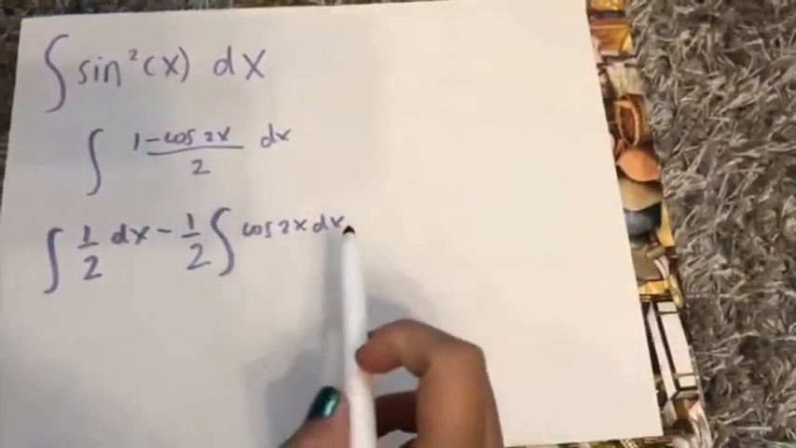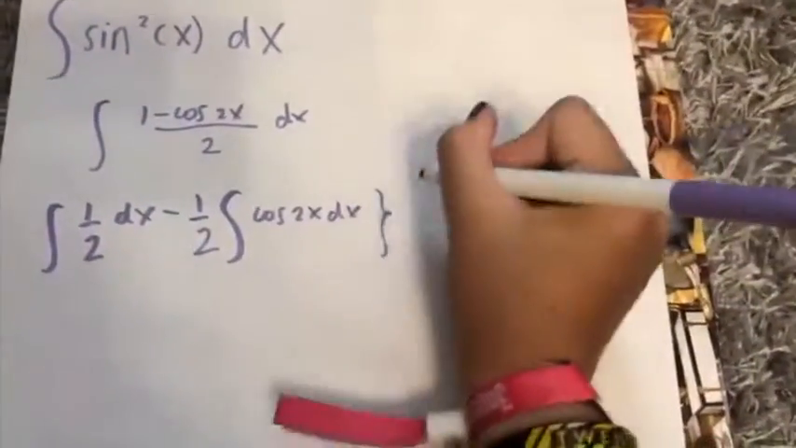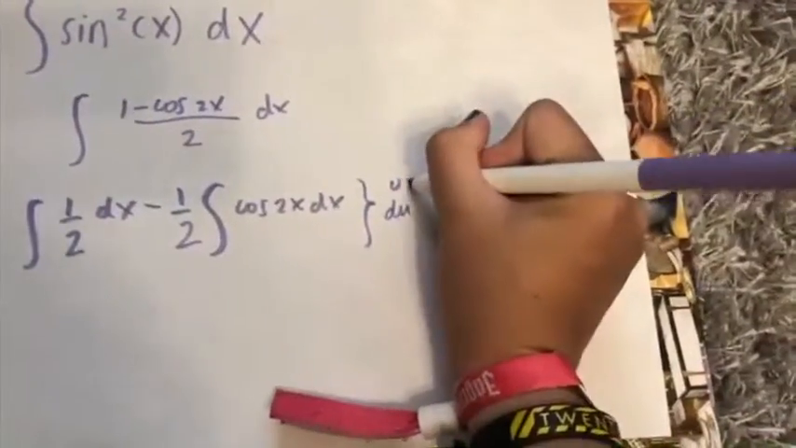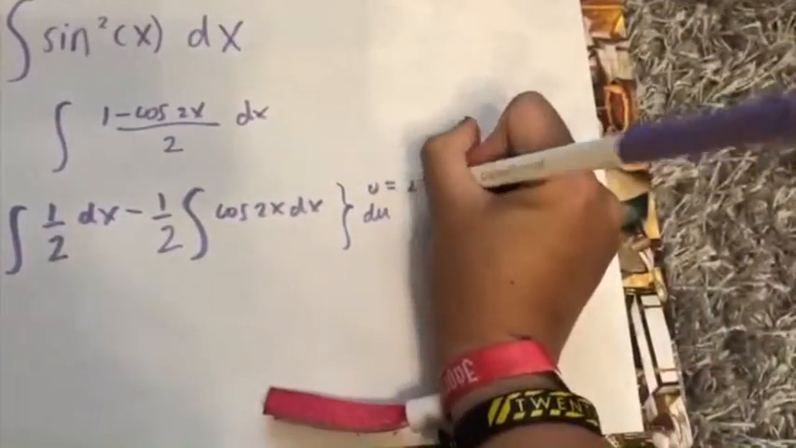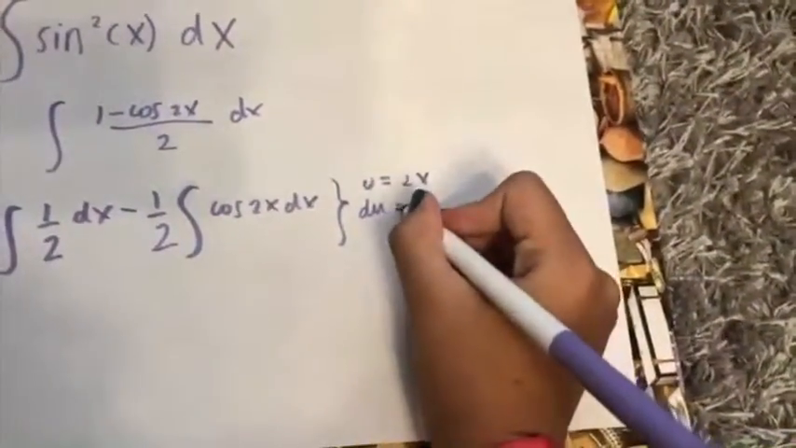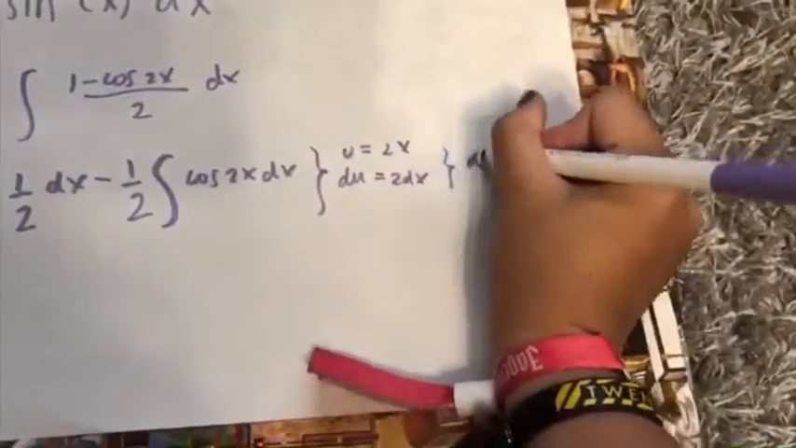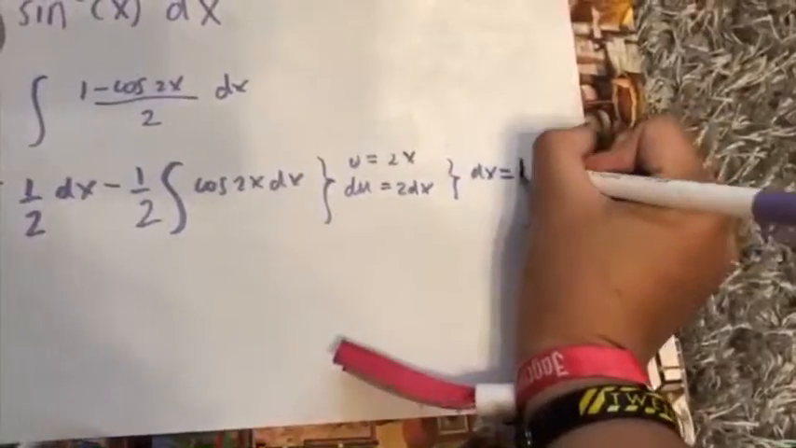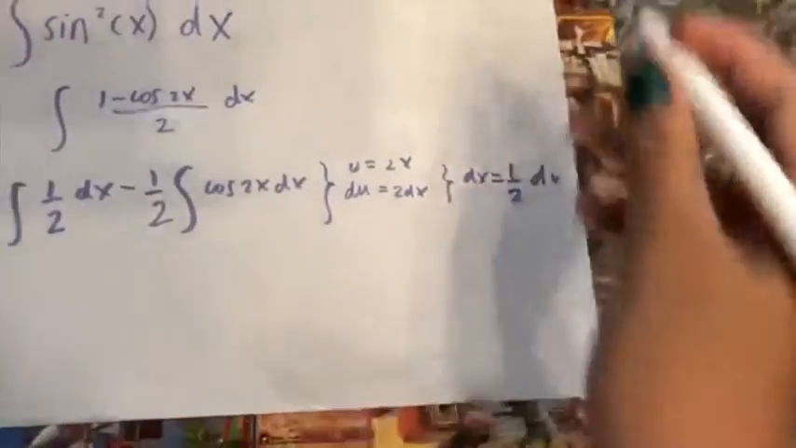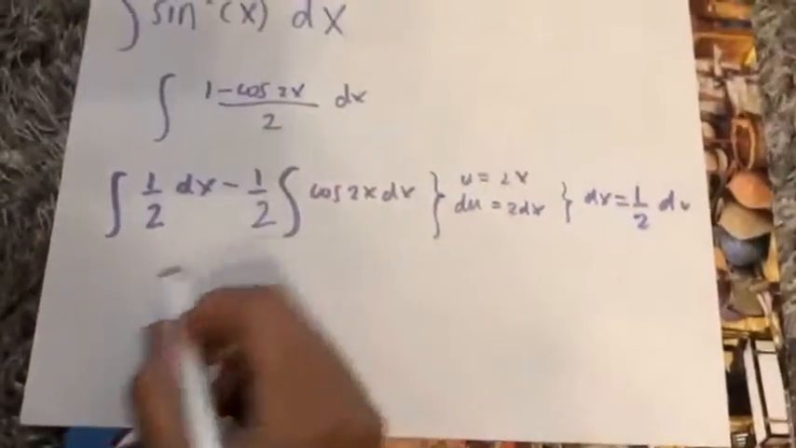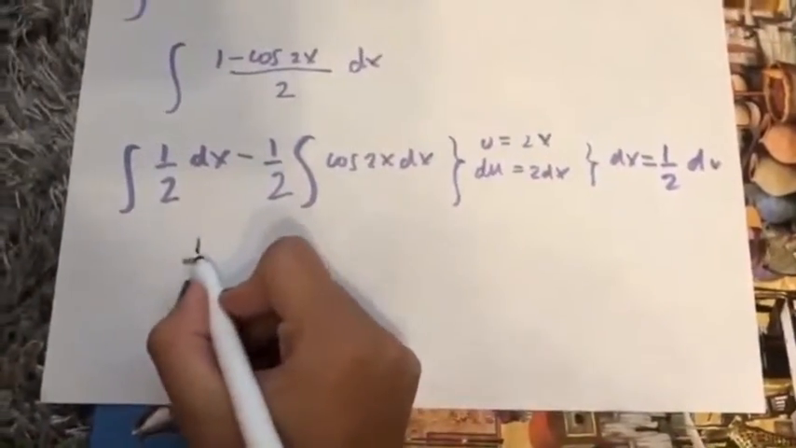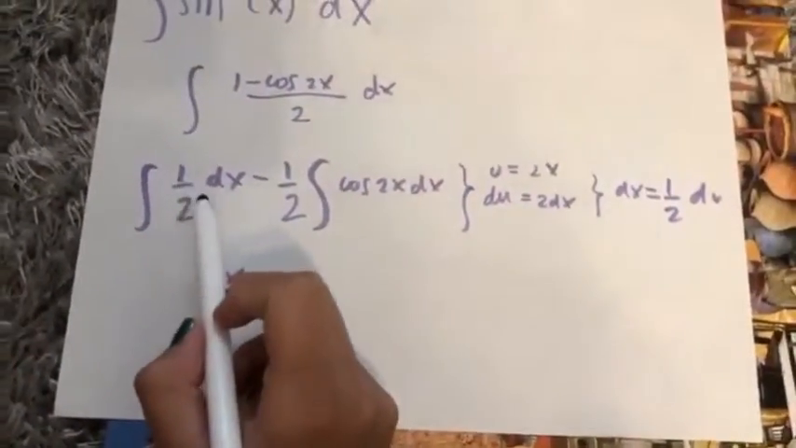So in order to further integrate this part, we're going to have to get a u and a du. Our u is going to be equal to 2x, and our du is going to be equal to 2 dx. So our dx is equal to 1/2 of du. Now that we have this information, we know that the integral of both of these parts is going to be equal to 1/2 of x.